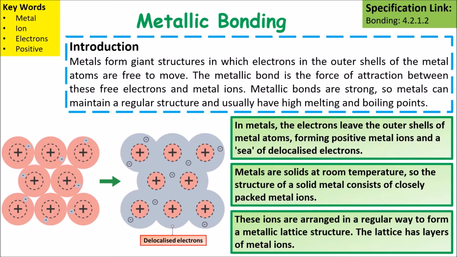Metals are solid at room temperature, so the structure of a metal solid consists of closely packed metal ions. These ions are arranged in a regular way to form a metallic lattice structure. So the lattice has layers of metal ions.